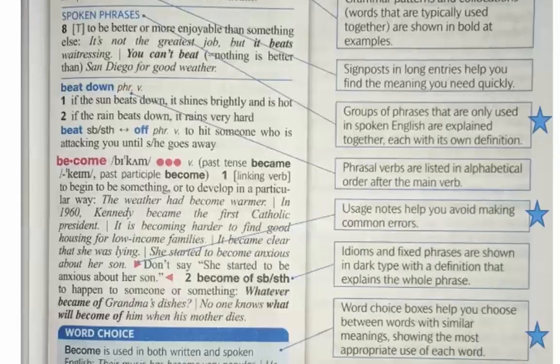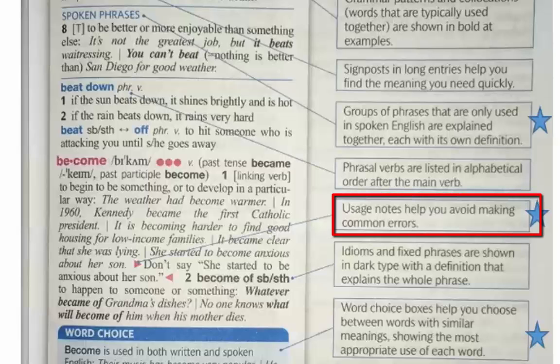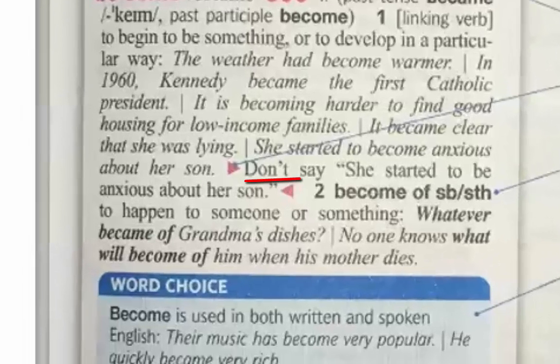Okay, and then down the line on the right, you'll also see where it says usage notes help you avoid making common errors. So new English learners many times will make these errors, and that's why in this dictionary there are some usage notes, and you'll see a little pink triangle, and then you'll see some usage notes. For example, don't say, she started to be anxious about her son. That doesn't really make sense in English. Instead, we would say, she started to become anxious about her son.